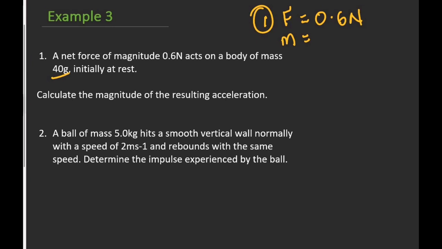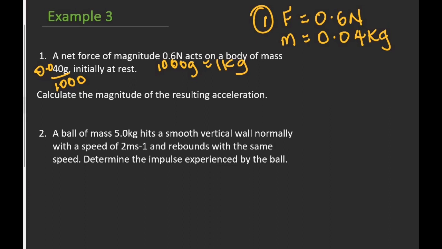Remember, 1000 grams make 1 kilogram. To change 40 grams to kilogram, you divide by 1000. If you divide by 1000, it will give you 0.04. So the mass will be 0.04 kilogram. I'm sure you know how I got that.